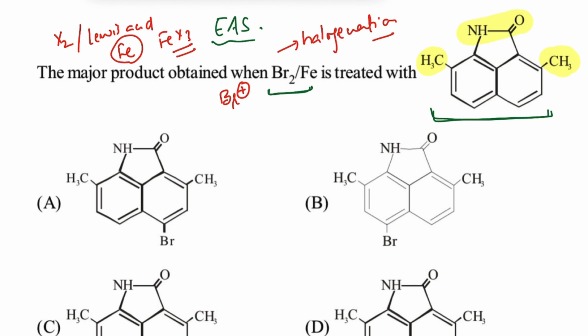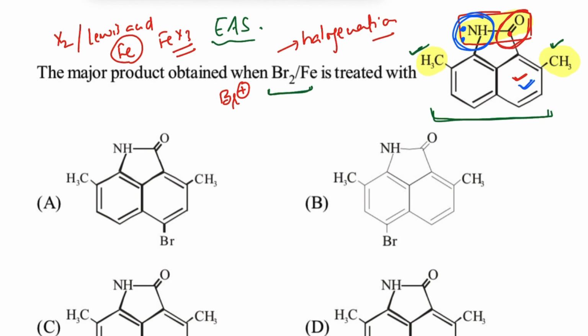Since you have an attacking electrophile, it will be attacking the ring which has a high electron density. If I talk about CH3, then we know that it will be giving electrons, so that will not be the deciding factor in this case. You have NH-C=O. This carbon is directly associated with this ring, and since there is a C=O, it will be taking electrons away from this ring. Whereas NH, since nitrogen has a lone pair, will be giving electrons in the ring.